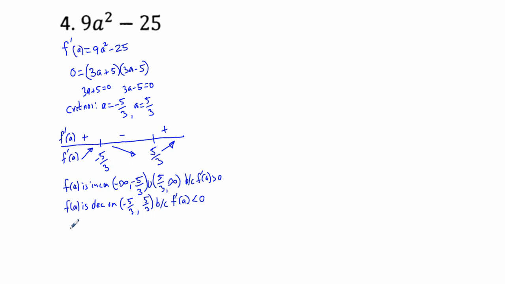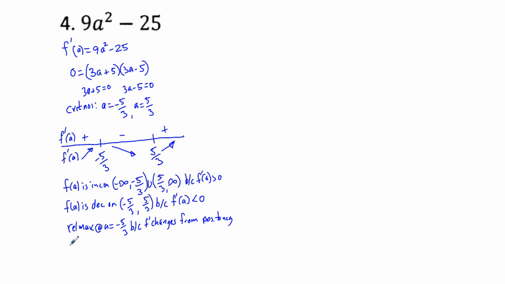Okay, now we have a relative max at a equals negative 5/3, because f prime changes from positive to negative.